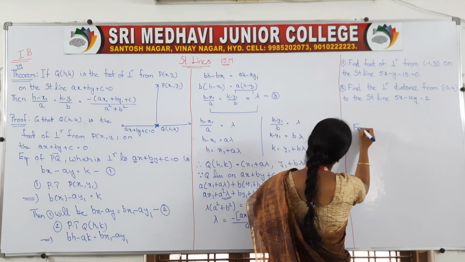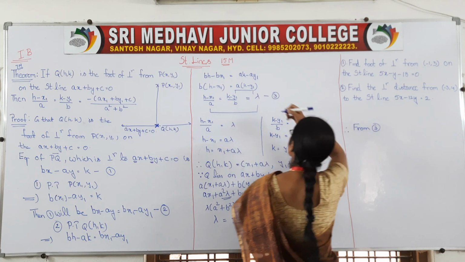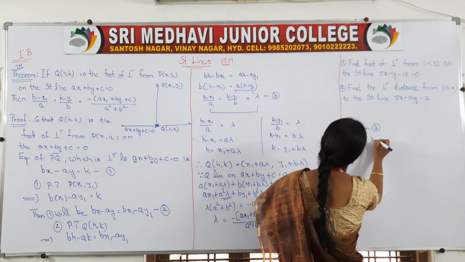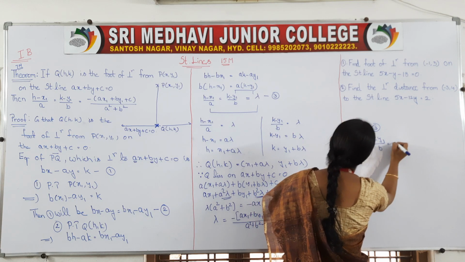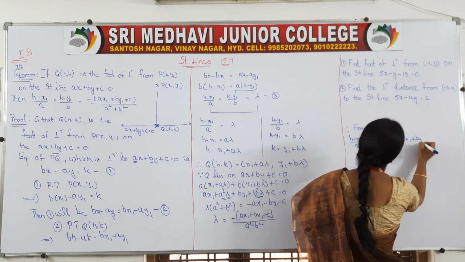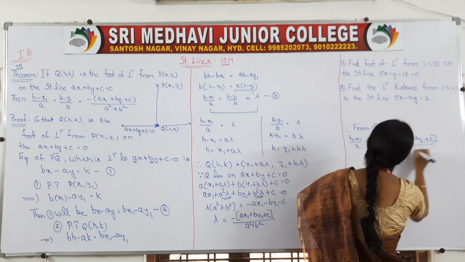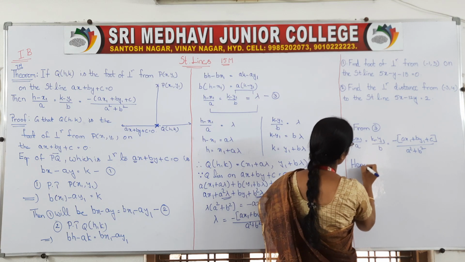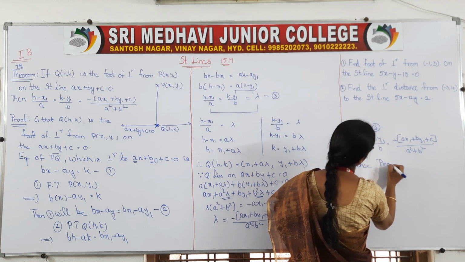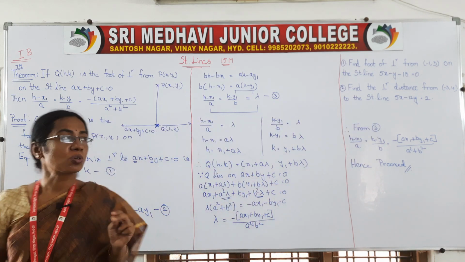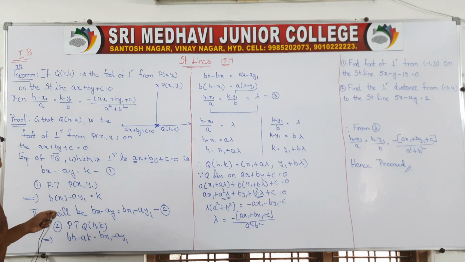Therefore, from the third equation, what is the third equation? (h minus x1) by a is equal to (k minus y1) by b is equal to minus of (ax1 plus by1 plus c) by (a square plus b square), hence proved. So, after proving the theorem, you have to write hence proved. Okay. So, this is your most important 7 marks question from straight lines.